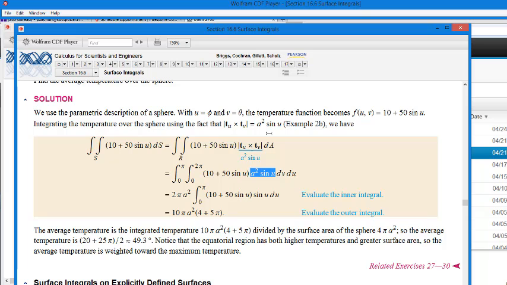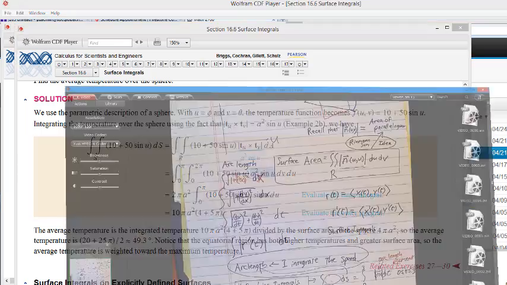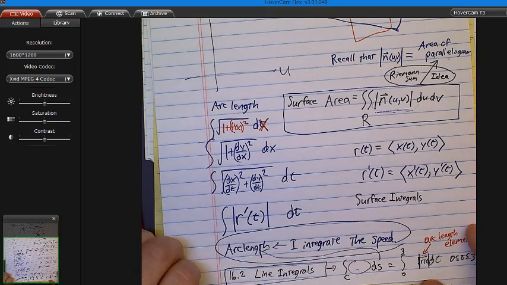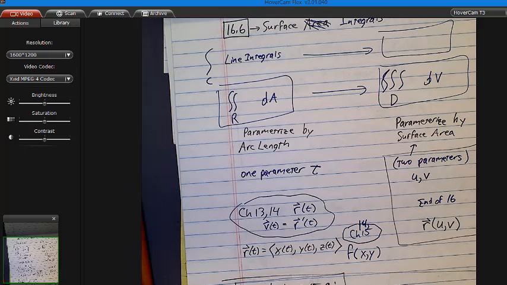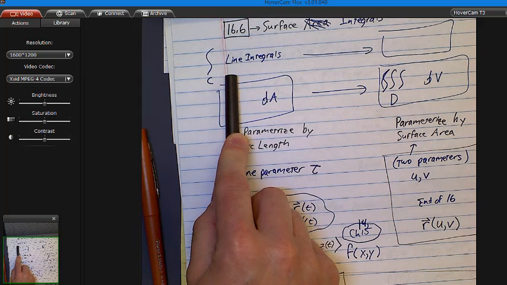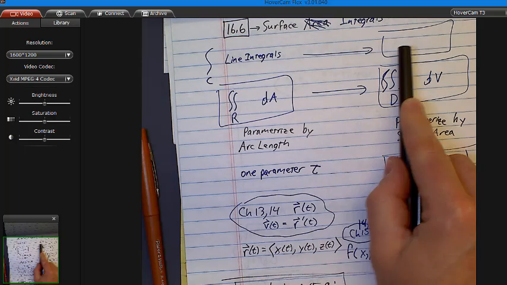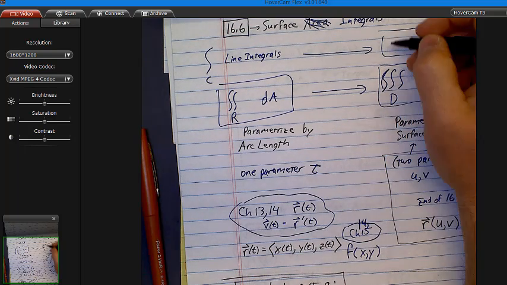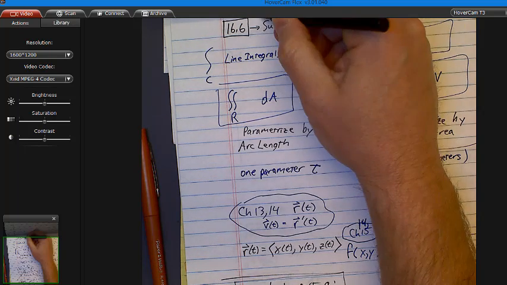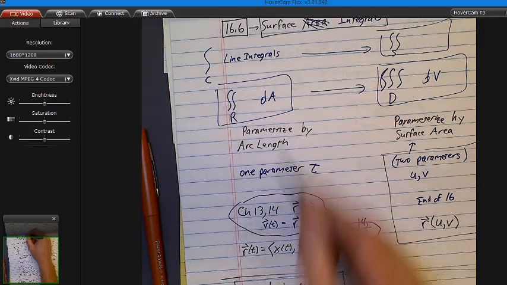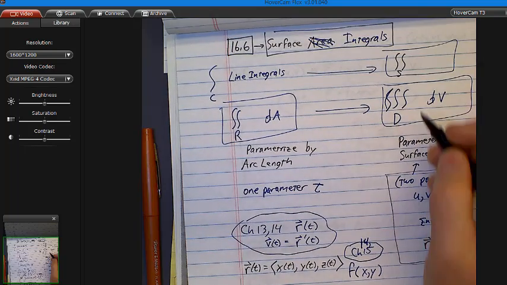Okay? So, back to our parallels, so that we understand what's really happening here. I think it's back on this page. Yep. We have line integrals. And I said my job today is to try and show you the parallel. The parallel is going to be a surface integral. So it will be a surface integral.